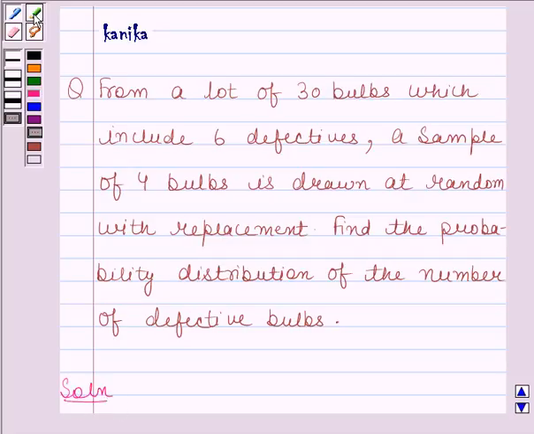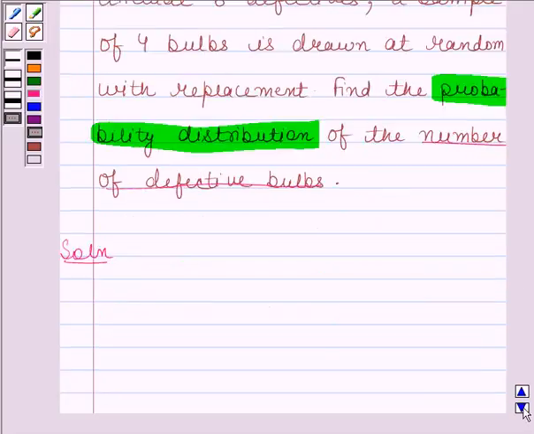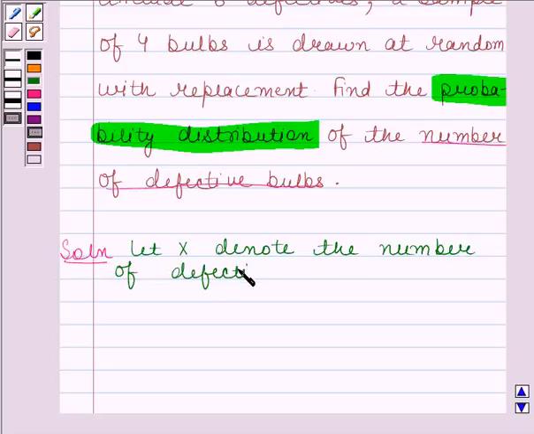In this question, we have to find the probability distribution of the number of defective bulbs. So let X denote the number of defective bulbs. Since 4 bulbs are drawn at random, X can clearly take the values 0, 1, 2, 3, and 4. Now we will find the probability of X at 0, 1, 2, 3 and 4.